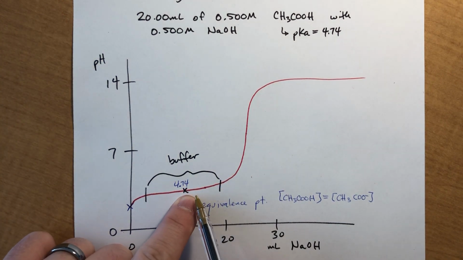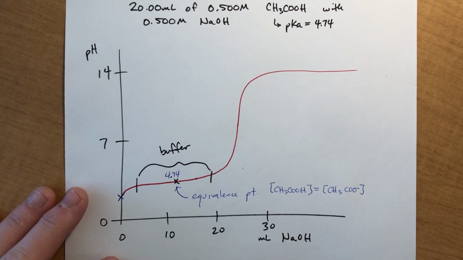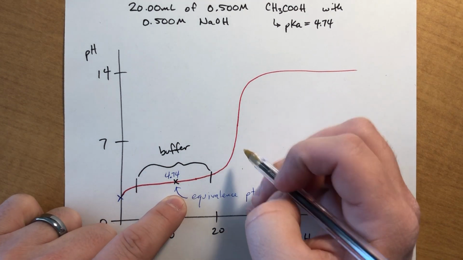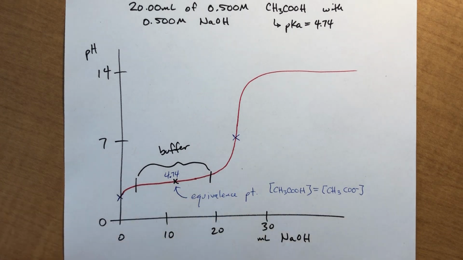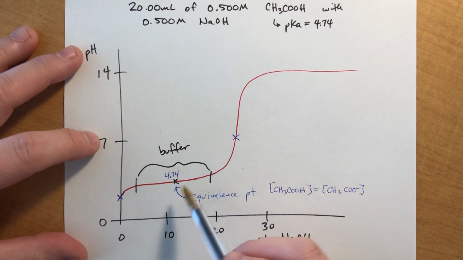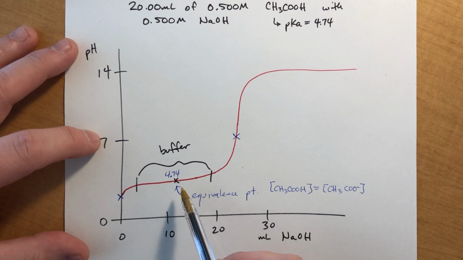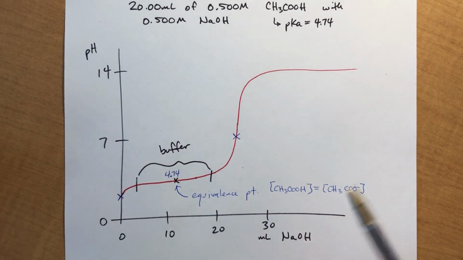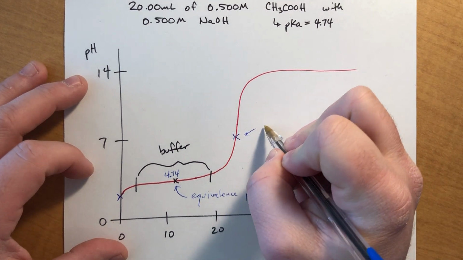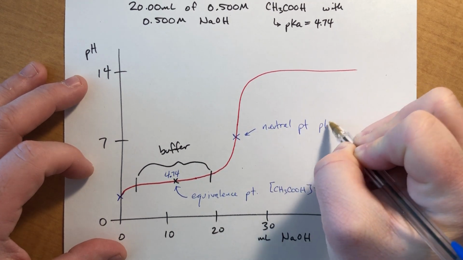And it turns out that anything from about 3.74 up to 5.74 is going to be in that buffer region, okay? And so in this graph, the equivalence point and the neutral point are very different things. They're very different volumes. And honestly, it actually takes more base to neutralize this than it did for the strong acid because it forms a buffer region. And the buffer actually resists pH change, so you have to get through this buffer region before it starts spiking up. So this is technically the neutral point, which is a pH equal to 7.